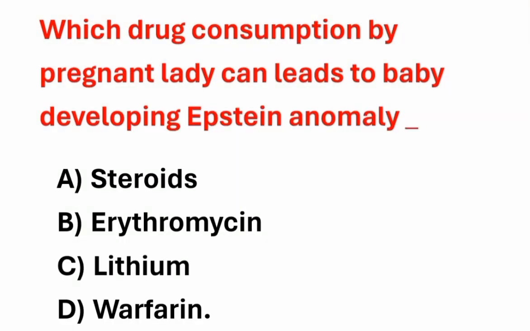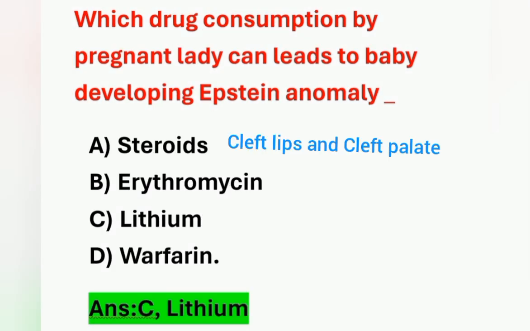Which drug consumption by a pregnant lady can lead to the baby developing Ebstein anomaly? Options. Option A, steroids. Option B, erythromycin. Option C, lithium. Option D, warfarin. So here is the question. Which drug consumption by the mother during pregnancy can cause Ebstein anomaly in babies? And the correct answer is lithium. Option C is the correct answer.